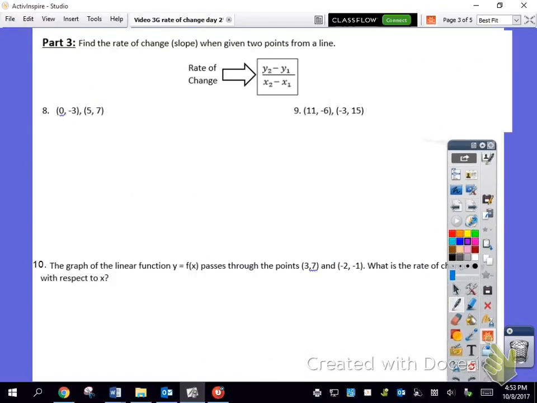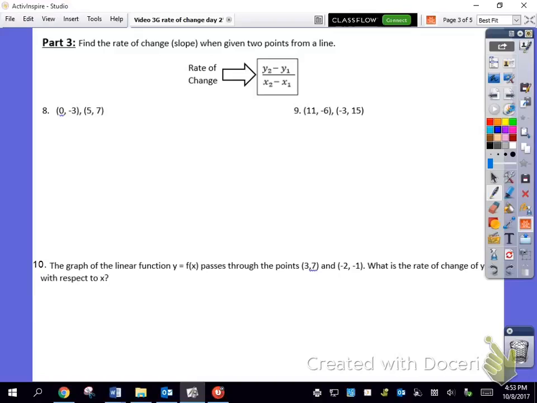On part 3, we want to find the rate of change or the slope when you're given 2 points. So remember, just set up your T-chart. You have (0, -3) and you have (5, 7). Then you're going to subtract on both sides. Now remember, when you subtract, always start from the bottom and enter what it says. So 5 minus 0 is 5. And on the other side, 7 minus -3.